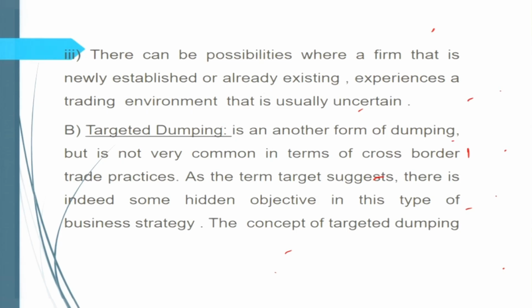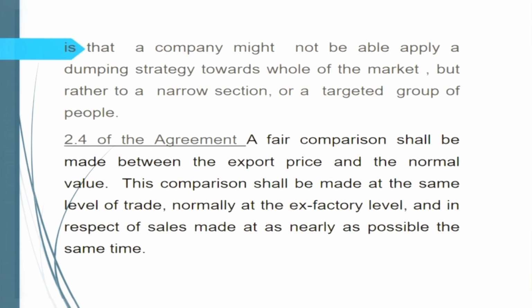You focus on a particular product or some particular aspect of that product. Targeted dumping is another form of dumping, but it is not very common in cross border trade practices, as the term target suggests. There are indeed some hidden objectives in this type of business strategy. The concept of targeted dumping is that a company might not apply a dumping strategy towards the whole market, but to a narrow section or a targeted group of people.